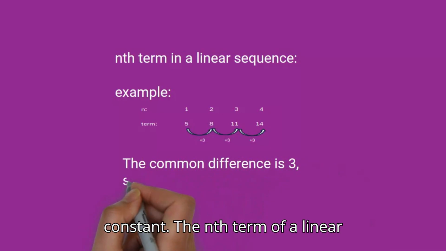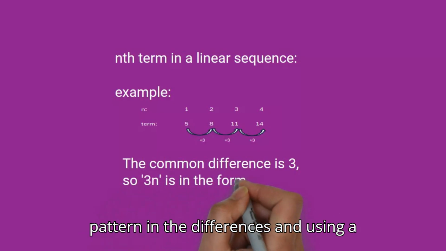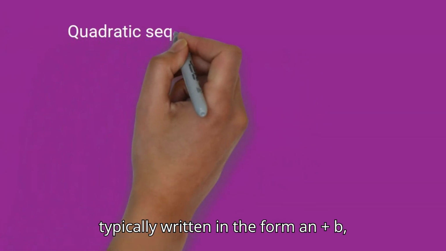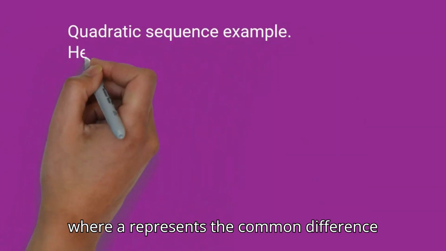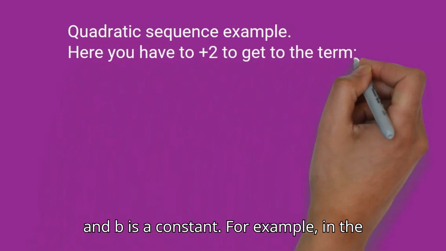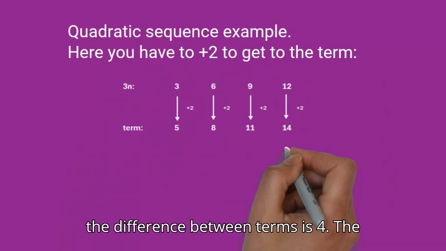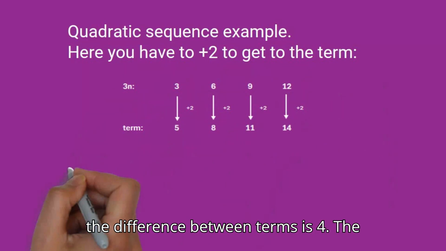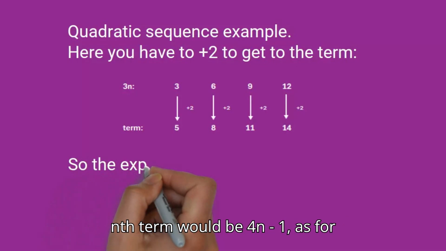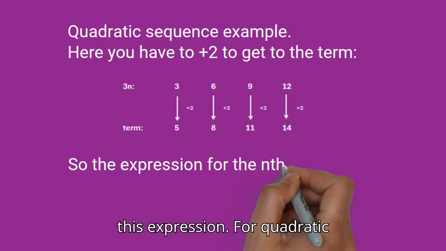The nth term of a linear sequence can be found by observing the pattern in the differences and using a general formula. The nth term is typically written in the form an plus b, where a represents the common difference and b is a constant. For example, in the sequence 3, 7, 11, 15, the difference between terms is 4. The nth term would be 4n minus 1, as for each value of n, the sequence aligns with this expression.